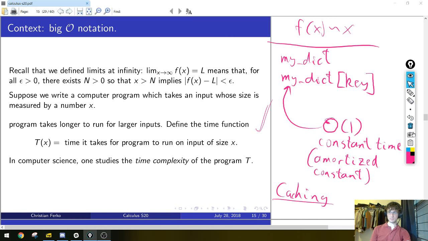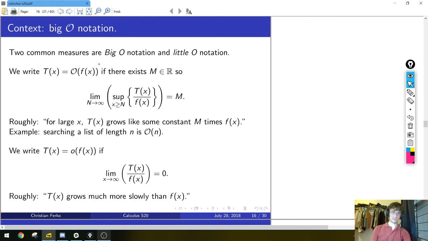Let me make that more precise. I claimed that this is where limits are useful. If you ever take a course in algorithms or theoretical computer science in undergrad, you will see these definitions and you will prove things about them. I will not do that here, I'll just tell you what they are. The most common ways of measuring complexity are big O and little o. Big O is more common, it's also harder to understand, but I'll do that first.